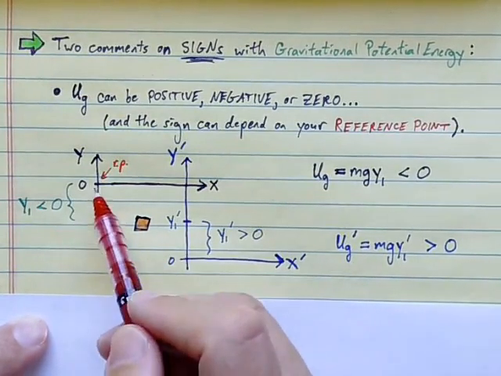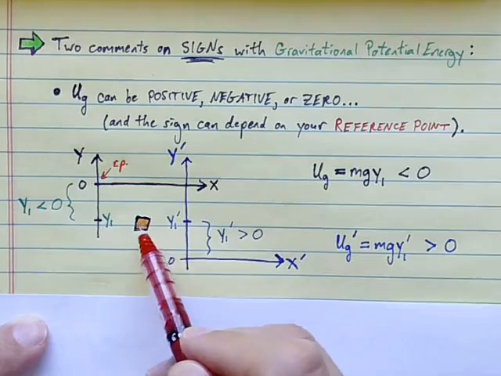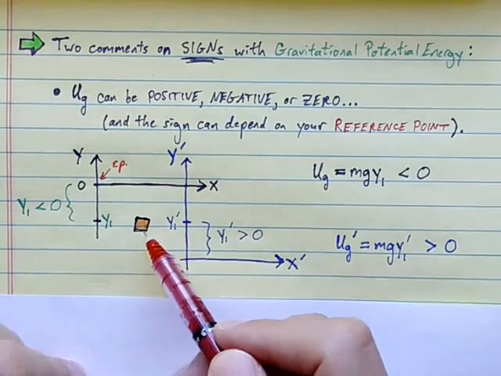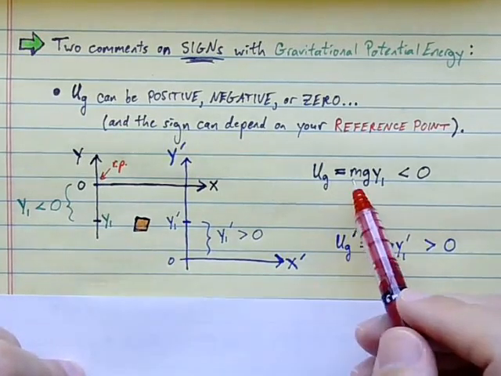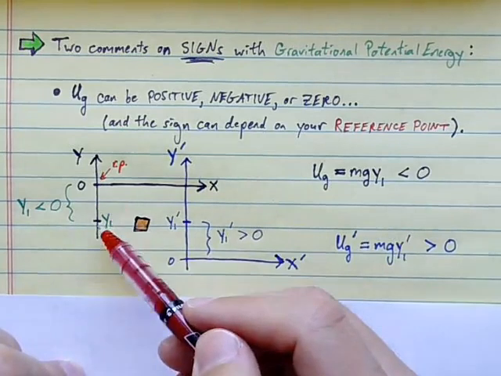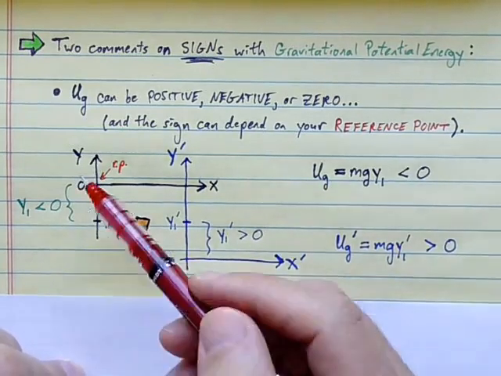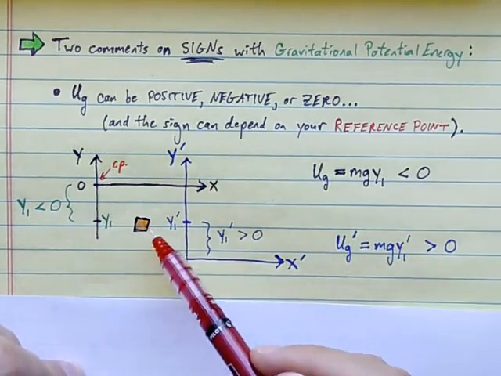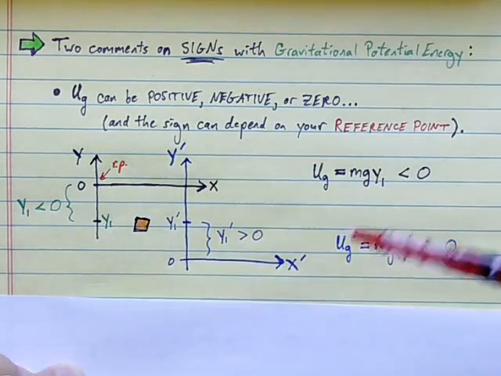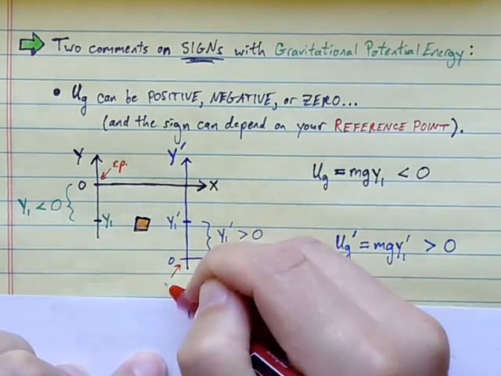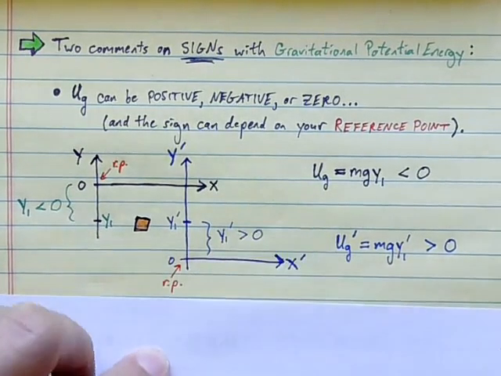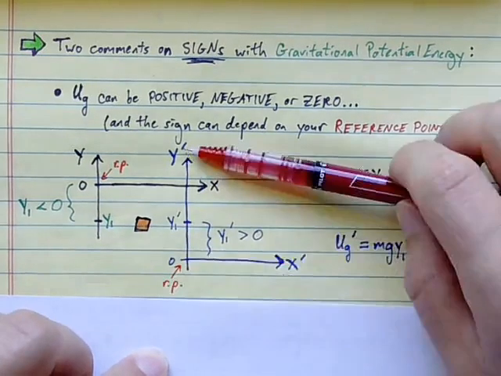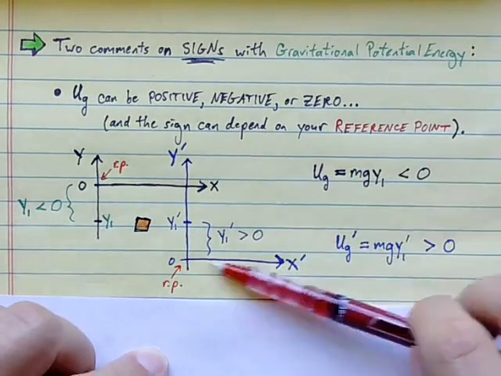So the gravitational potential energy of the mass, well, the mass-Earth system, would be UG equals mg times y1, and since y1 is negative, UG would be negative. So according to this reference frame in black, this mass has negative gravitational potential energy. But I could have picked a different reference point. I could have put my reference point over here, said y equals 0 way down here instead, and drawn these blue axes, y prime and x prime.